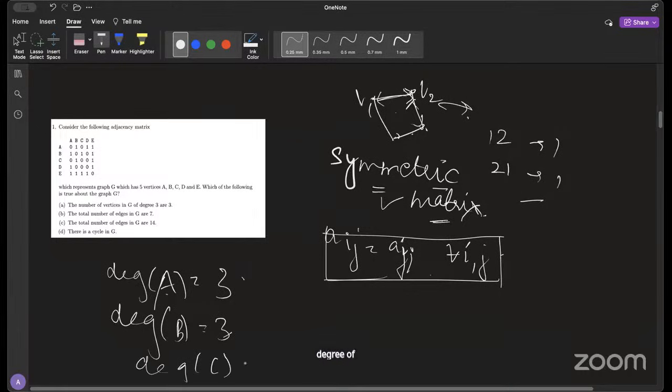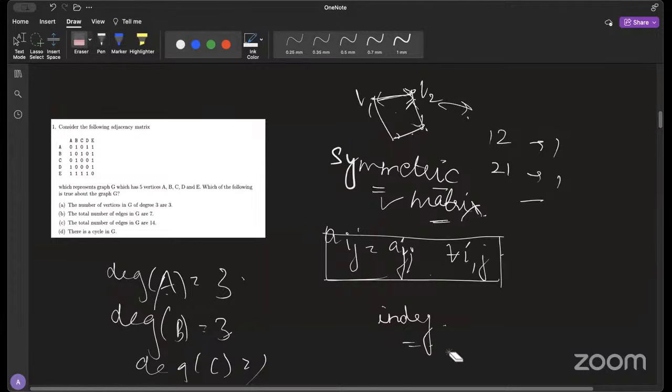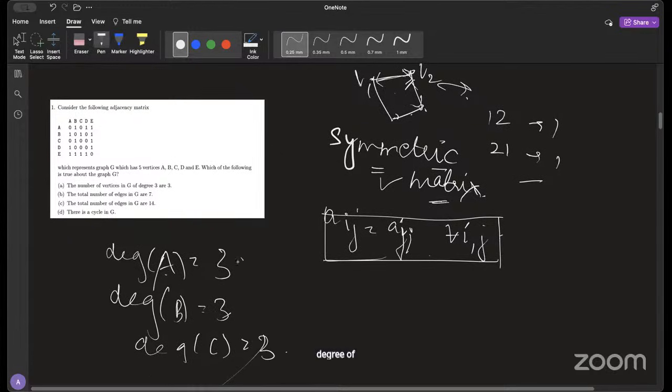Ma'am, how is the degree of C 3? It's 2. There are 3 non-zero entries, right? You have to check the number of non-zero entries in the row or column in the case of an undirected graph. In the case of a directed graph, you will be asked in terms of in-degree and out-degree. That's a different topic. I hope this is clear to everyone, why we're taking these degrees.